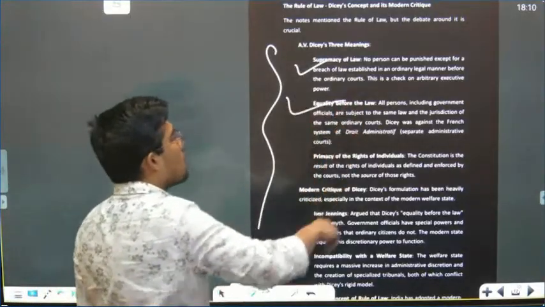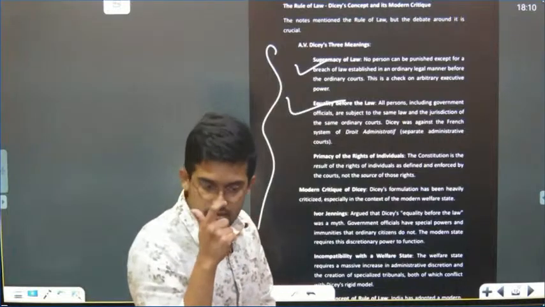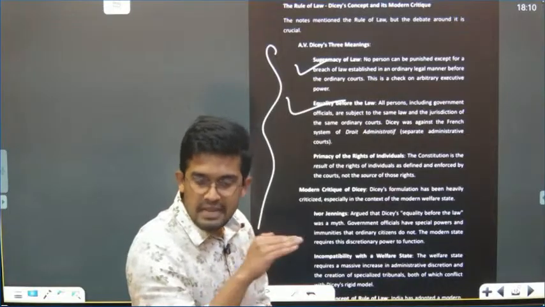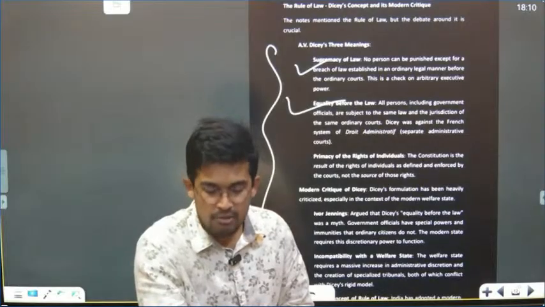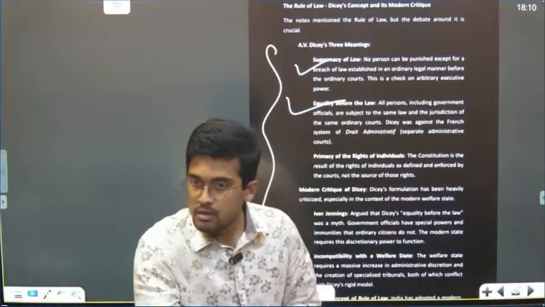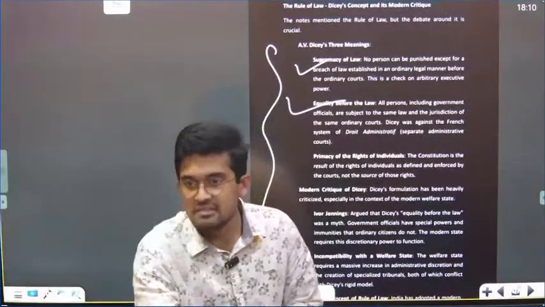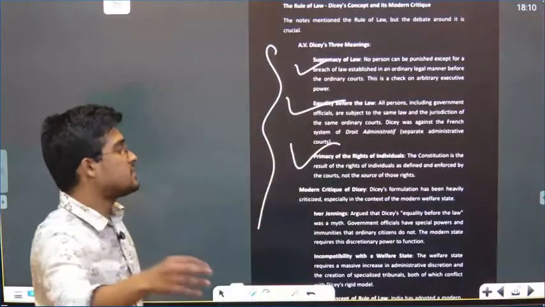Second, equality before law. That means before the law, people have to be equal. That means common law. Everybody, an administrator, a normal citizen, a prime minister, everybody is equal before the law. There is no separate law like the Droit administratif system of France. There is nothing like that. So, common law.